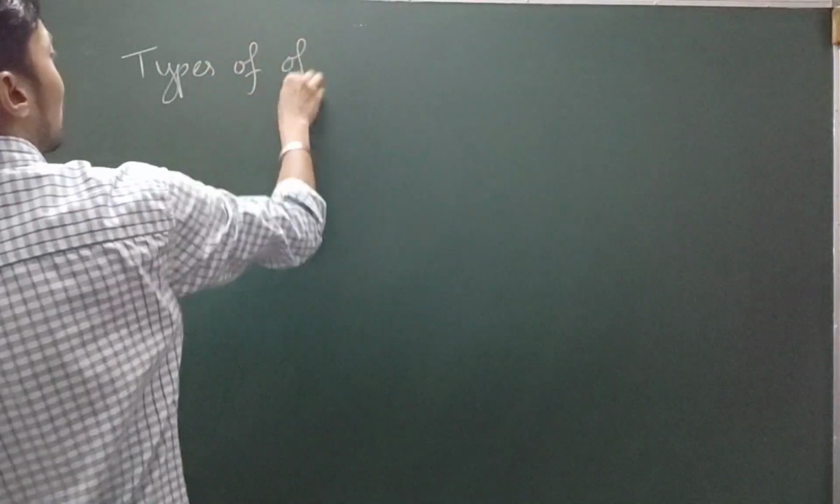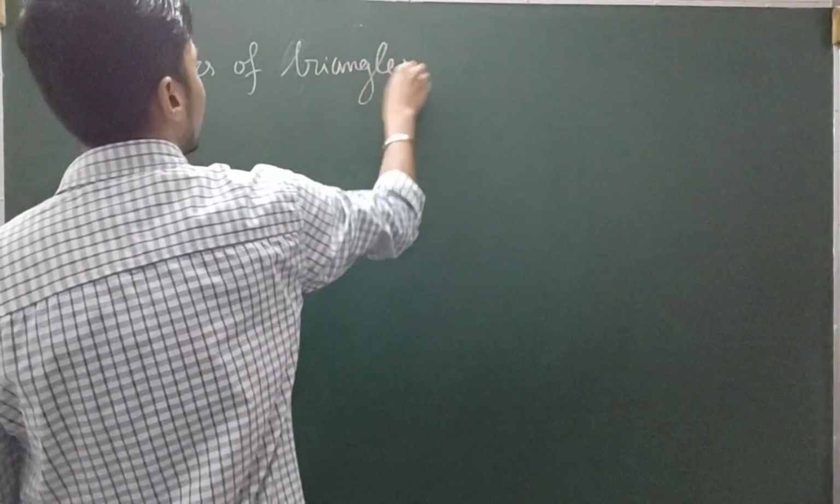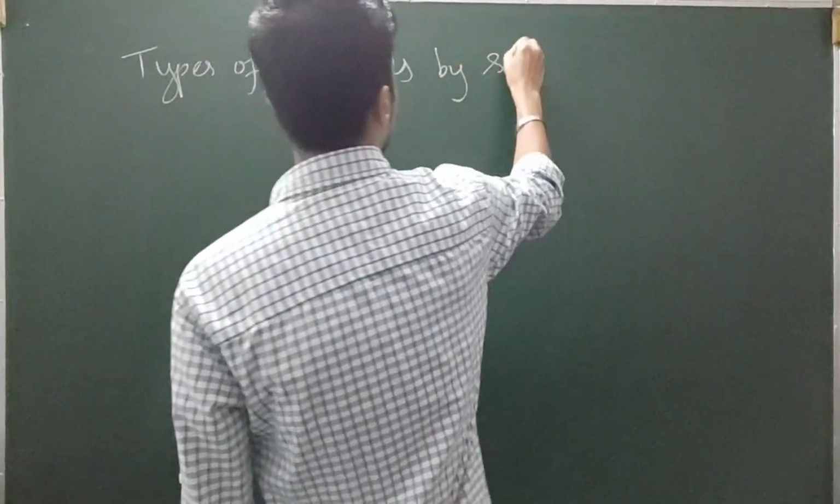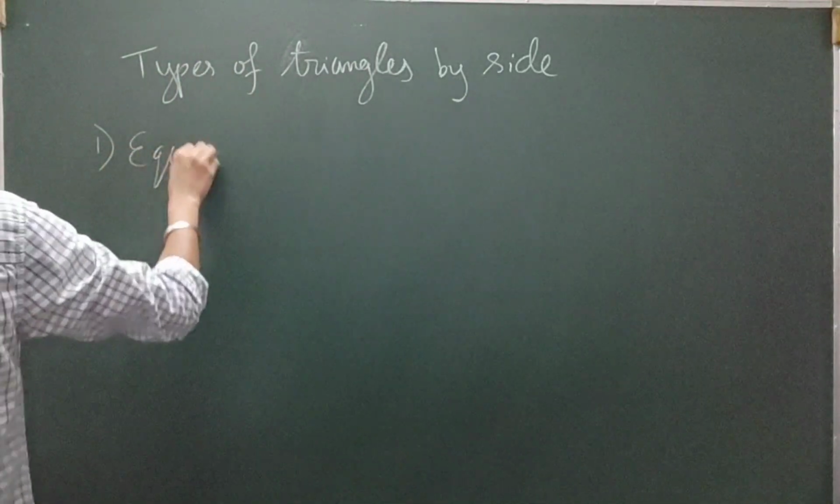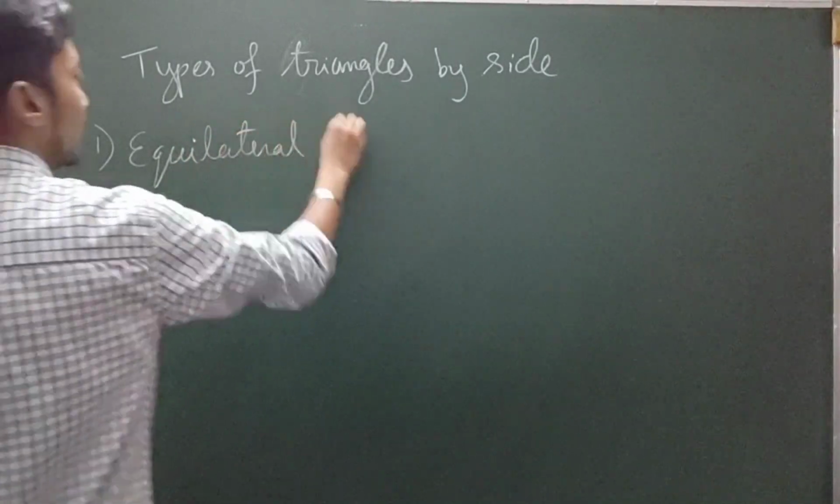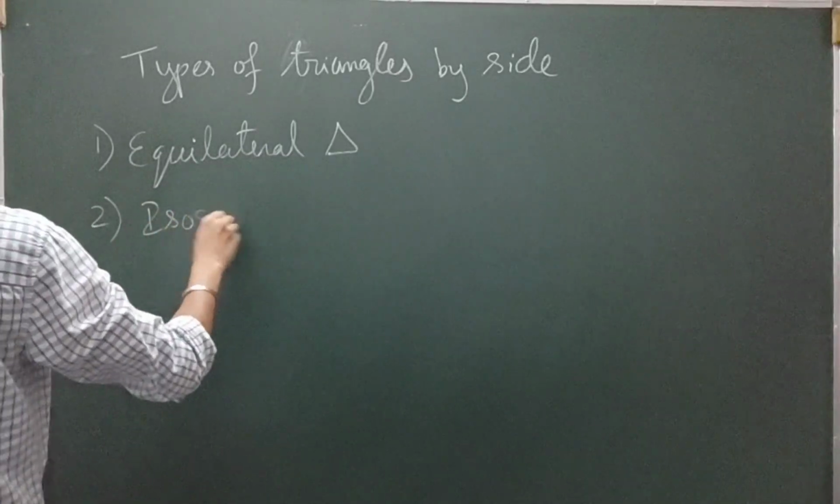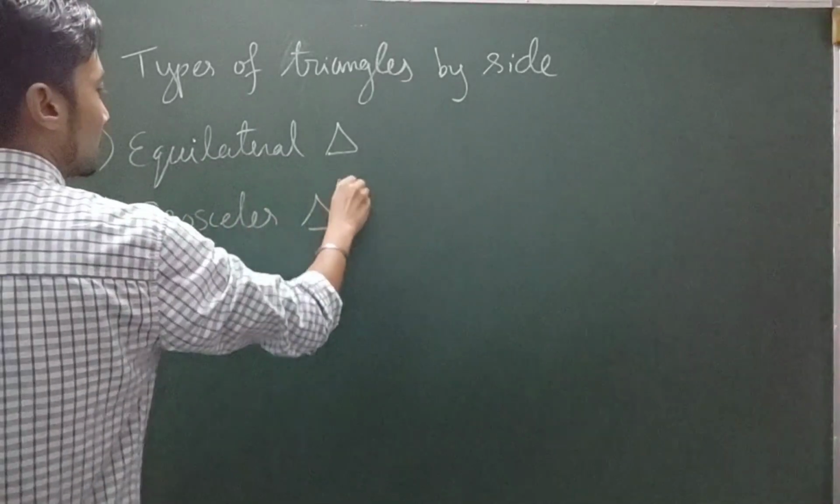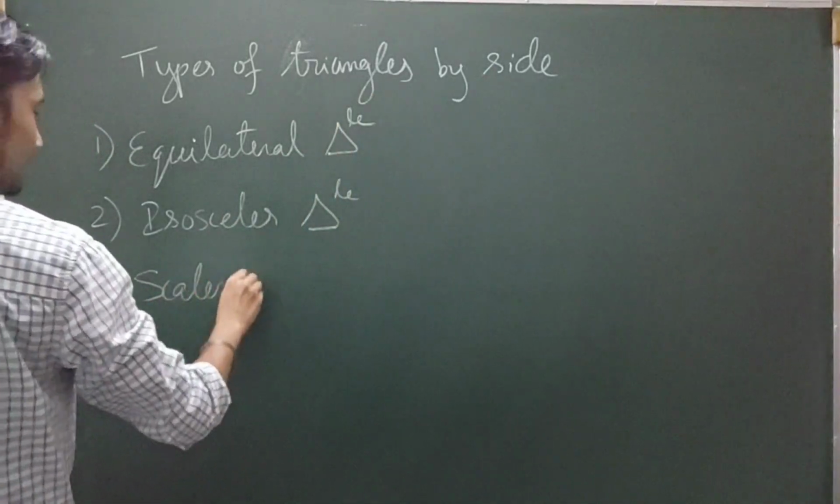Okay, types of triangles by sides. We have 3 types of triangles with respect to sides. One is equilateral. Equi means equal. Equilateral triangle. Second one is isosceles triangle. Third one is scalene triangle.